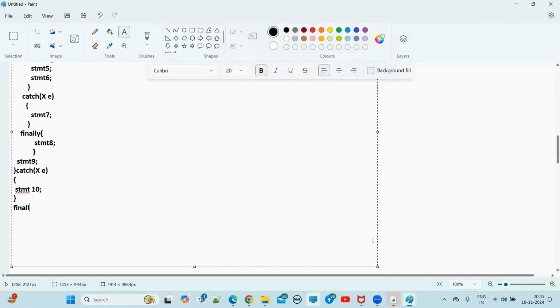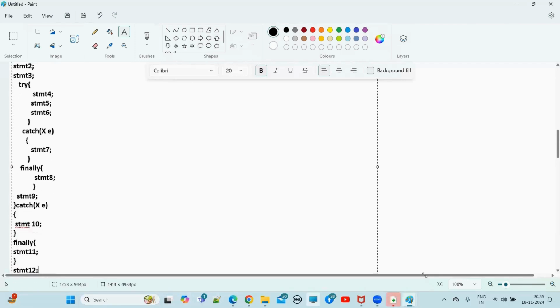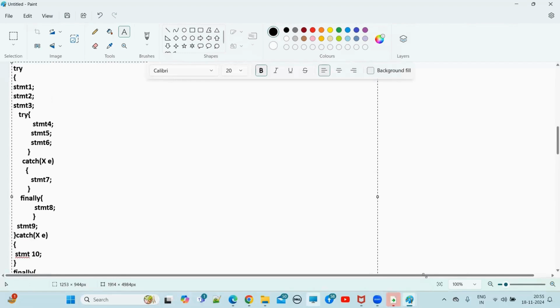So now after this, I'm taking what? Finally block. This finally block is to whom, guys? Outer try block. Okay, STMT 11 I'm taking. Okay, so finally here what? STMT 12. Understand, guys, the flow here? Yes, sir. Okay, see, this is for the outer try block.